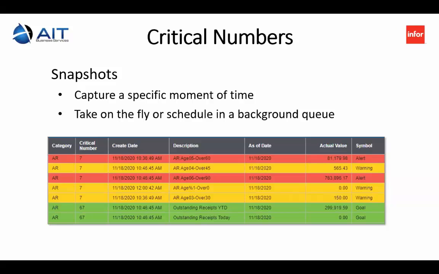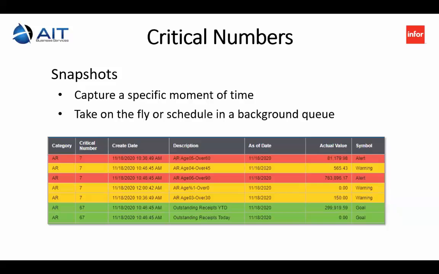And while there is a benefit to being able to take those snapshots on the fly, it really is the background queue ones, or the ones that get taken over a long period of time, that make them the most useful. Because those are the ones where you can start to answer questions like, are we seeing our KPIs hold stable over time? Are they getting better? Are they getting worse?